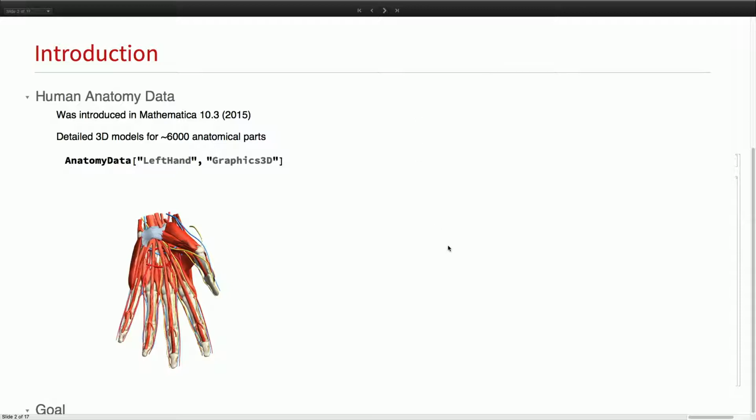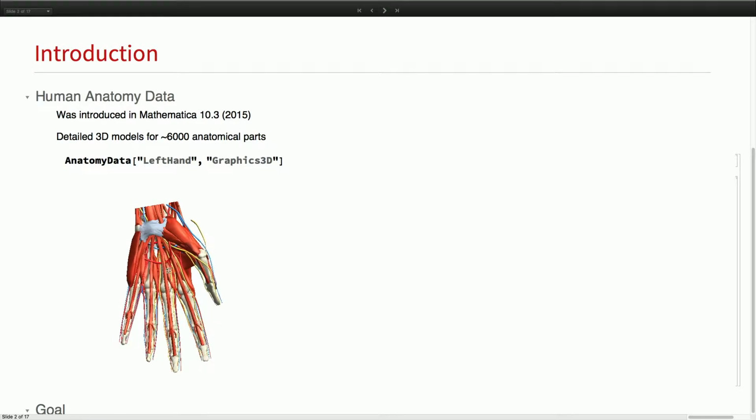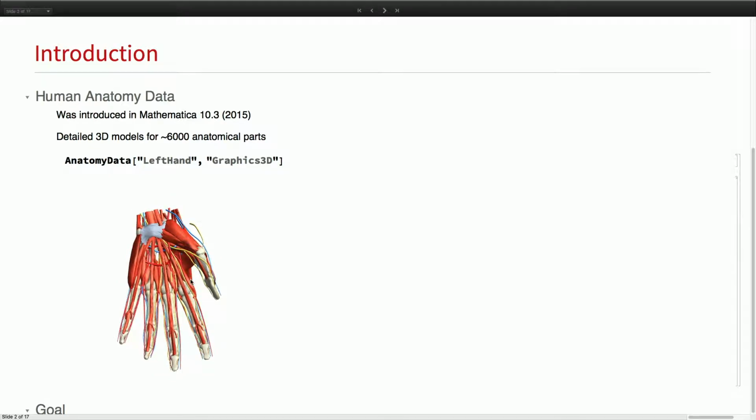So this was introduced in Mathematica 10 about 3 years ago, and that includes detailed 3D models like this for over 6,000 anatomical structures. And this offers good learning tools for students or anybody interested in anatomy.